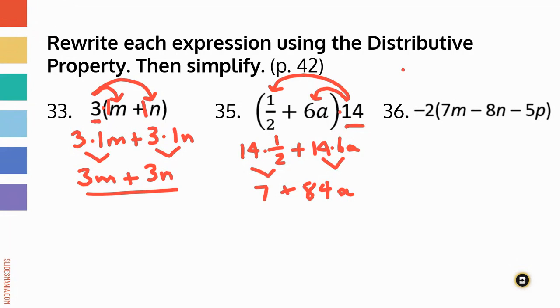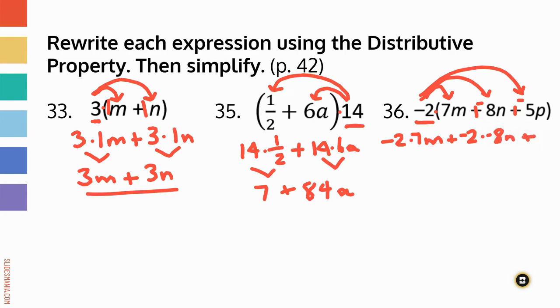Okay, 36. We're going to distribute -2 to 7m. And here's what I'm going to do. In here, I'm going to change this to plus -8n and plus -5p. Okay, so now we're going to do -2 times 7m plus -2 times -8n. I'm running out of room. Plus -2 times -5p. So this goes right here. Just running out of room.